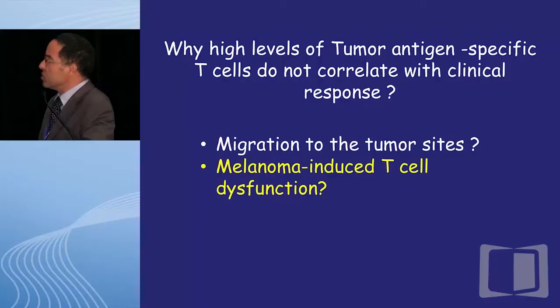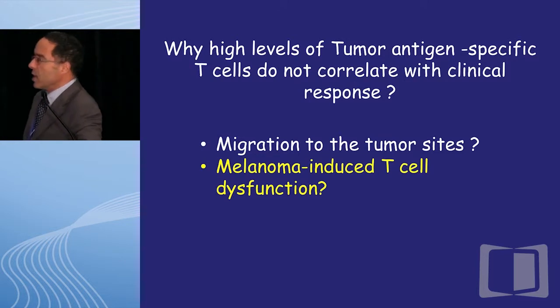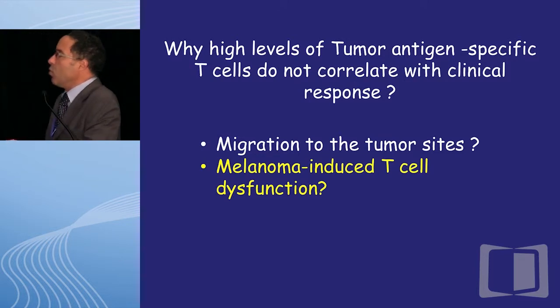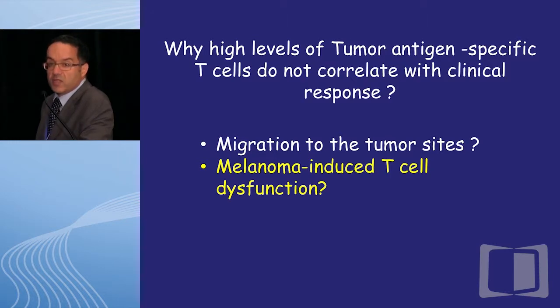So it was a reason for us to try to answer the question: why did a high level of tumor antigen-specific T cells, either spontaneous or induced by vaccination, not correlate with clinical responses? There are multiple reasons for that. One may think that maybe it is a problem of migration. We do most of our studies at the periphery, so they may not migrate. That's a question we didn't address. We decided instead to focus on what could be the important mechanism of melanoma-induced T cell dysfunction in these patients.